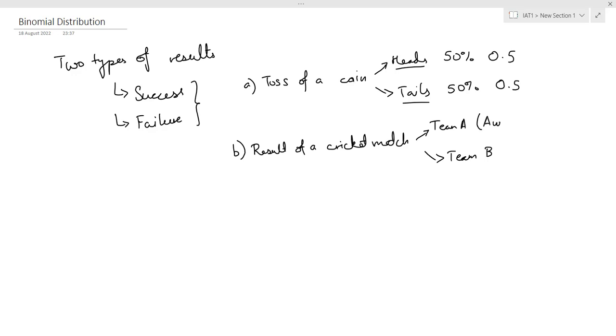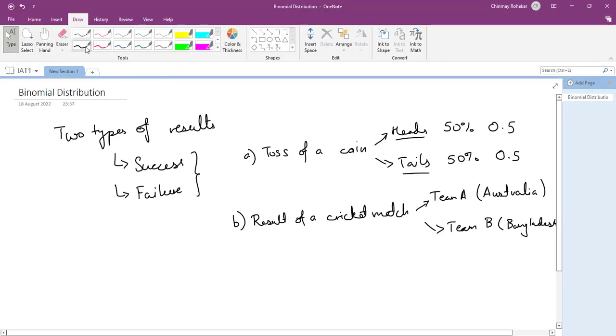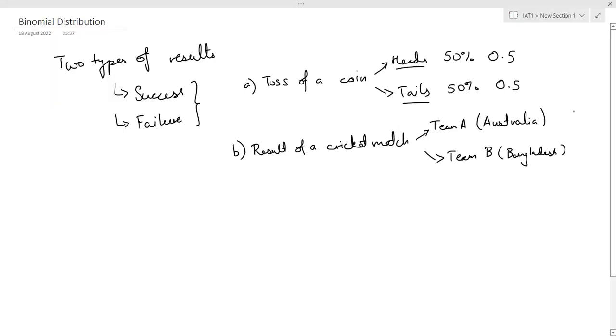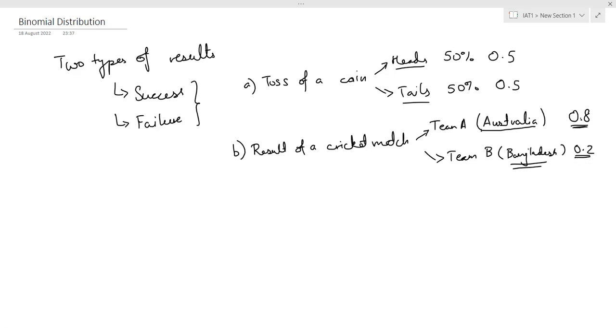For example, let us say that team A is Australia and team B is Bangladesh, right? So in this case, the probability of Australia winning is more. The probability of Bangladesh winning is less. So we can write that the probability of Australia winning is something like 0.8 and probability of Bangladesh winning is 0.2. So if we are supporting Australia, then this will be our chances of success. But if we are supporting Bangladesh, then our chances of success will be 0.2. So it depends on us what the chances of success are.